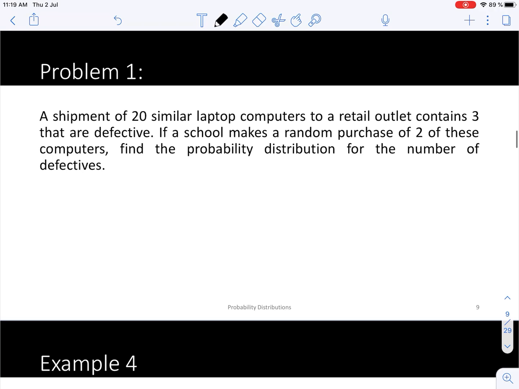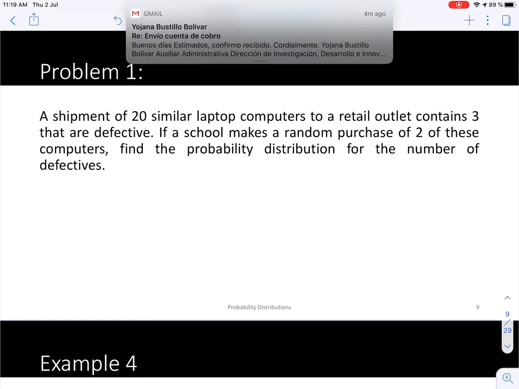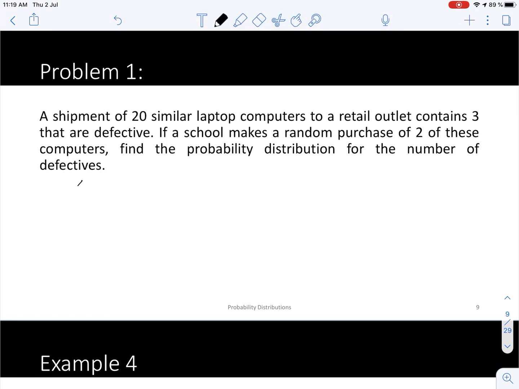Okay, let's check an example where we test the knowledge of the probability distribution. A shipment of 20 similar laptop computers to a retail outlet contains 3 that are defective. If a school makes a random purchase of 2 of these computers, find the probability distribution for the number of defectives. So the interest is in the number of defectives. Therefore, X, the random variable, will be the number of defective computers that the school is going to get when they buy the 2 machines.